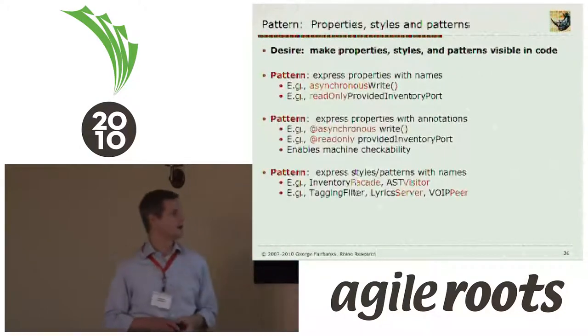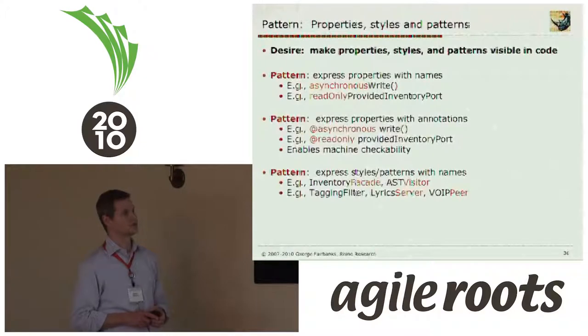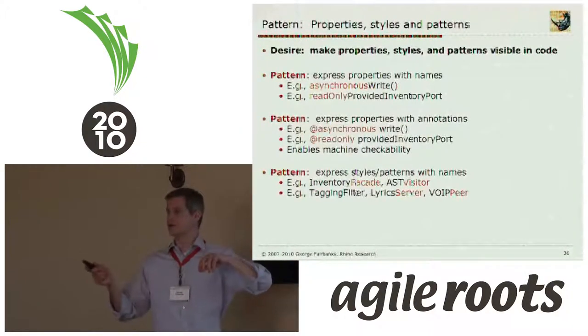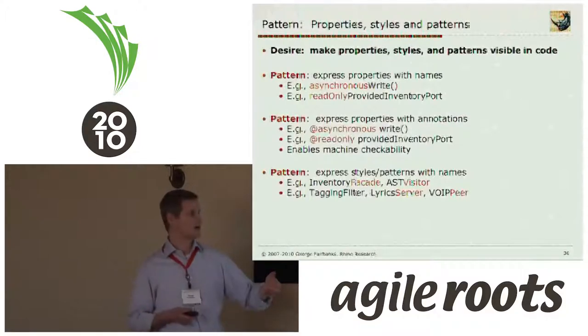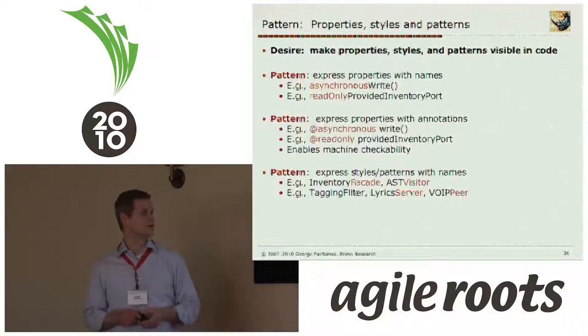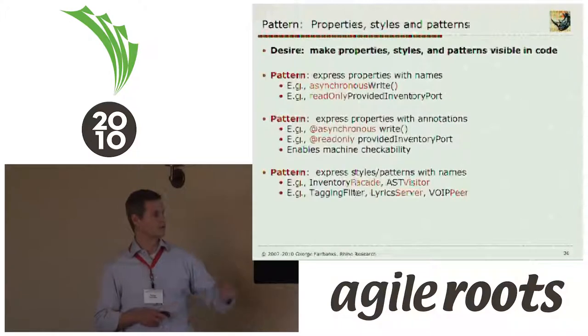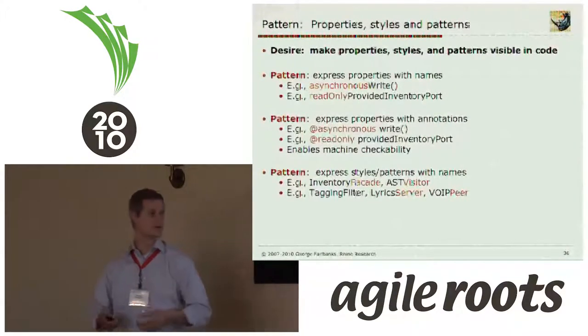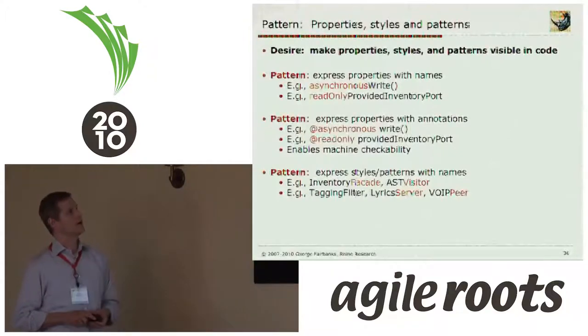Okay. And the last one is that you can express styles and patterns with names. Now you guys already do this with design pattern stuff, right? You go dot dot visitor, right? So now you know it's a visitor pattern. And you can do the same thing with architectural styles. So the fact that any one thing is labeled a filter or a pipe indicates you're probably using the pipe and filter pattern here. Okay.